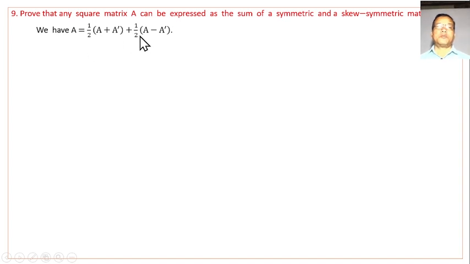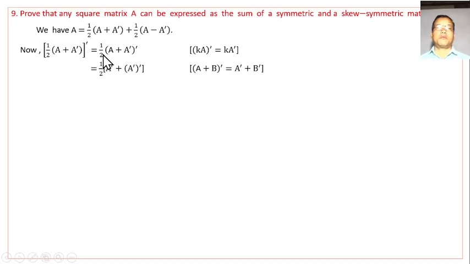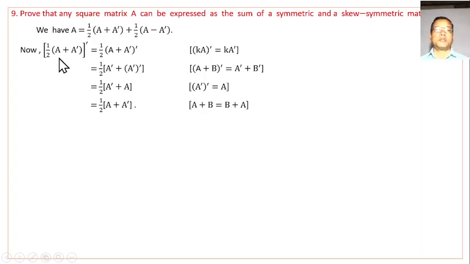Let A be a square matrix. Assume half of A plus A transpose is K. Then K transpose equals half of A plus A transpose, whole transpose, which is half of A transpose plus A transpose of transpose, by the properties of transpose. Matrix addition is commutative, so A plus A transpose equals A transpose plus A. But remember, half of A plus A transpose's transpose is the same as itself, so it is a symmetric matrix.